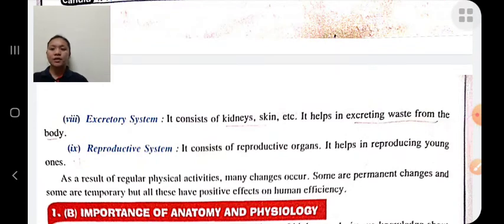The excretory system helps in removing waste products from our body. It consists of skin, kidney, etc. The reproductive system helps in reproducing the young one.